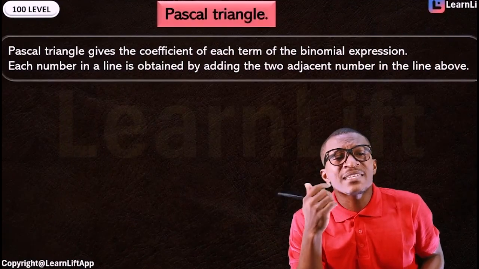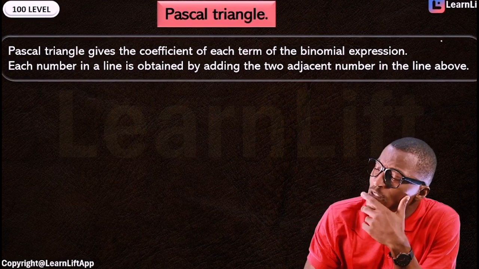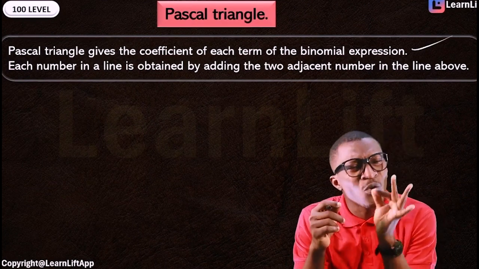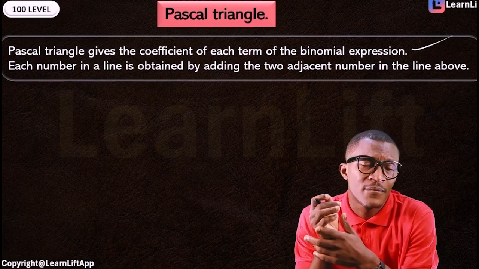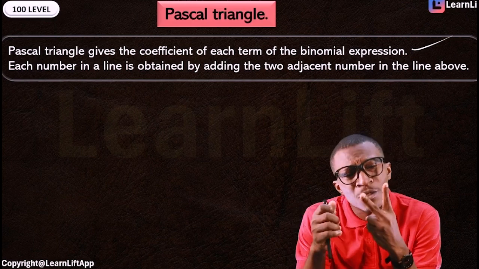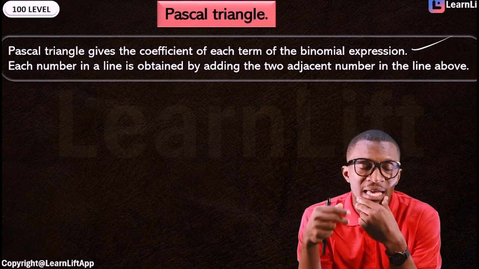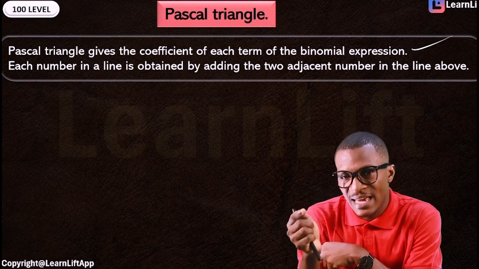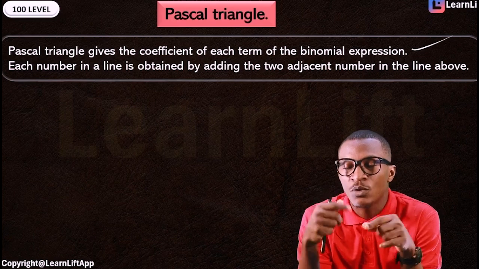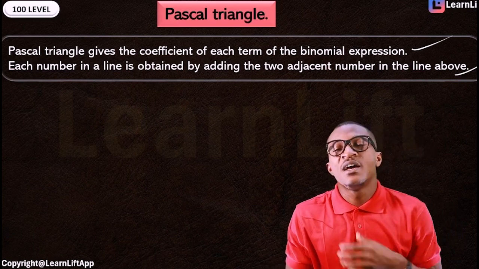Are you with me? In Pascal triangle, what we are trying to do is that, number one, we are trying to get the coefficient of each term of the binomial expression. And number two, each member in a line is obtained by adding the two adjacent members in the line above. I'm going to explain this. So take note of this second statement.